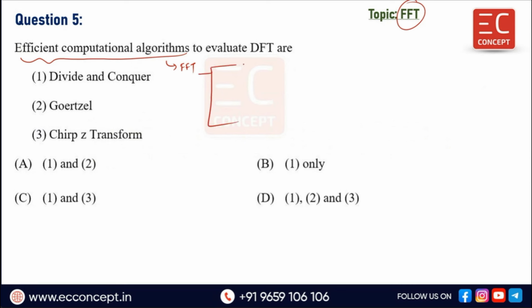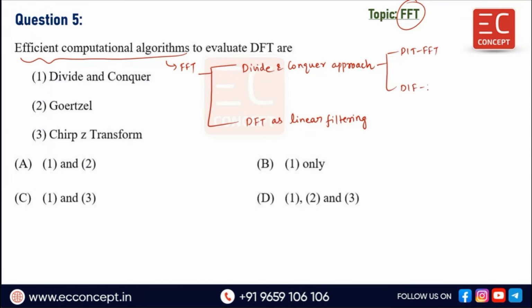One is the divide and conquer approach, and the second is DFT as linear filtering. In the divide and conquer approach, we have radix 2, radix 4, radix 8, which we calculate using decimation in time FFT and decimation in frequency FFT algorithm.